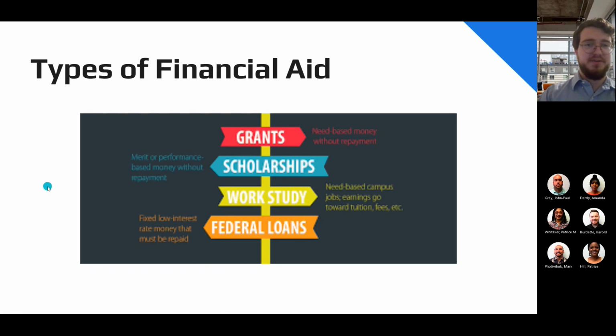So I've mentioned a lot universities sending financial aid packages to students. And in this portion of the presentation, I'm going to talk about the things that actually make up this financial aid package. So the four main elements are going to be grants, scholarships, work study, and federal loans.